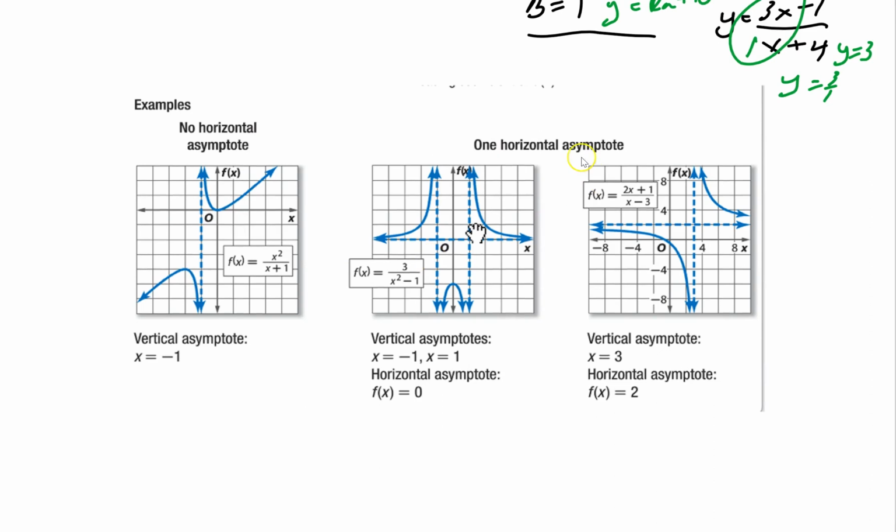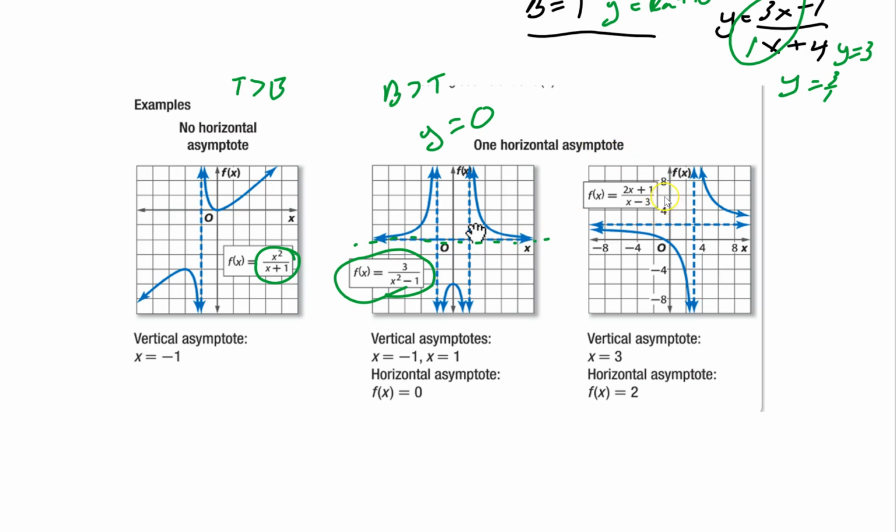Again, here are the 3 scenarios. In this case, no horizontal asymptote. The top power is bigger than the bottom power, like you can see right here. In the second scenario, if you look right there, the bottom power is bigger than the top power. So our horizontal asymptote should be y equals 0. And if you see it right here, y equals 0.